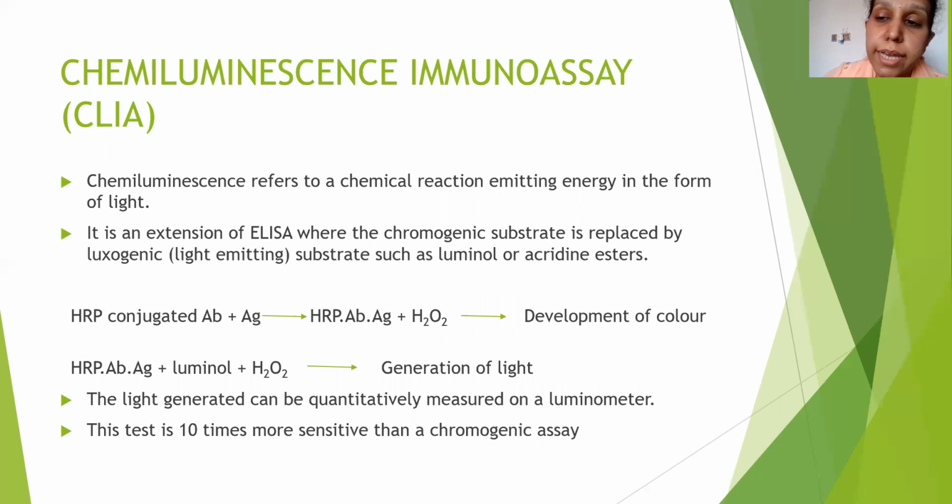Coming to the other technique, the chemiluminescence immunoassay, which is mostly used in biochemistry. We are just using the energy of light for testing. Chemiluminescence refers to a chemical reaction emitting energy in the form of light. It is an extension of ELISA where the chromogenic substrate is replaced by a luminogenic, that is, a light-emitting substrate, such as luminol or acridine esters.